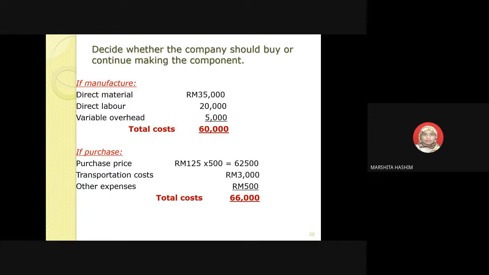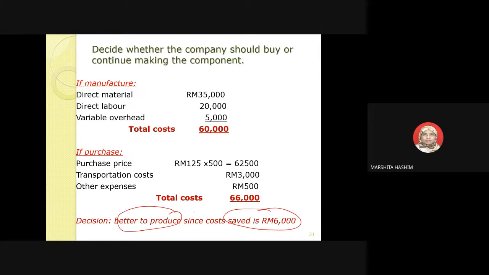So what is your decision? In this case, what would be your decision, class? It's better to manufacture. Very good, because total cost is lower. Better to manufacture the components internally because total cost is lower than purchase cost, or better to produce since cost save is 6,000. We make decision and then we give reason. Then we will get additional 2 ticks.